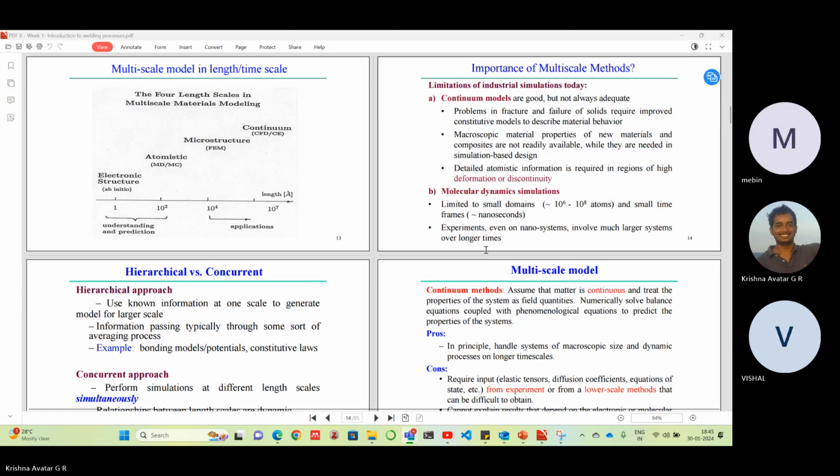So in that case, we may require atomistic information in those regions of high deformation or discontinuity. Other than quantum models, we usually use the finite element approach for doing solid mechanics simulation. However, if we also wish to include voids in the system, then one of the approaches that has been gaining quite some interest is what we call peridynamics.